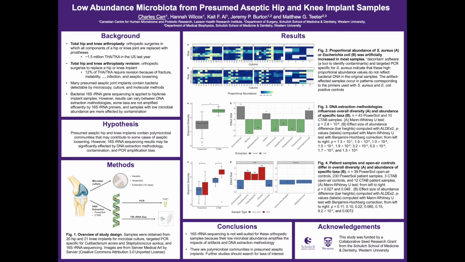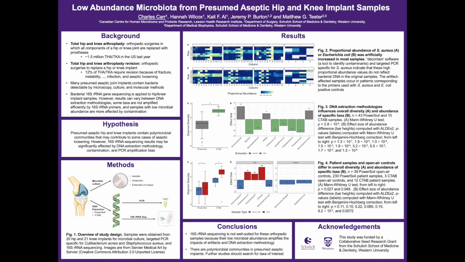To verify that these patterns actually represented an artifact, we used decontam, which indicated that E. coli was a contaminant, and specific PCR for S. aureus, which excluded its presence in these samples that apparently had a very high proportional abundance of S. aureus. Unfortunately, this artifact was resistant to standard filtering procedures, so we used Source Tracker, trained on the open-air controls and positive controls, to identify a subset of samples that were relatively contaminant and artifact-free that we used for our subsequent analyses.